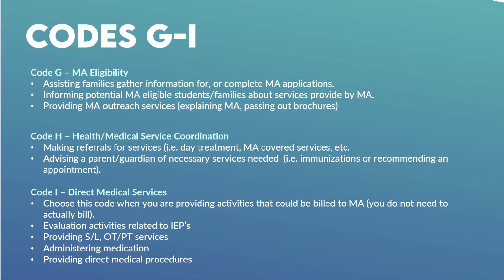Codes G through I all relate to medical assistance in some way. Code G is focused on helping families learn about MA or determine eligibility. Code H is about coordinating or referring for MA-covered health services. For example, connecting a student to day treatment. Code I is used when you're directly providing a service that could be billed to MA, even if you don't personally handle the billing. Think of it as the direct care category within LCTS.